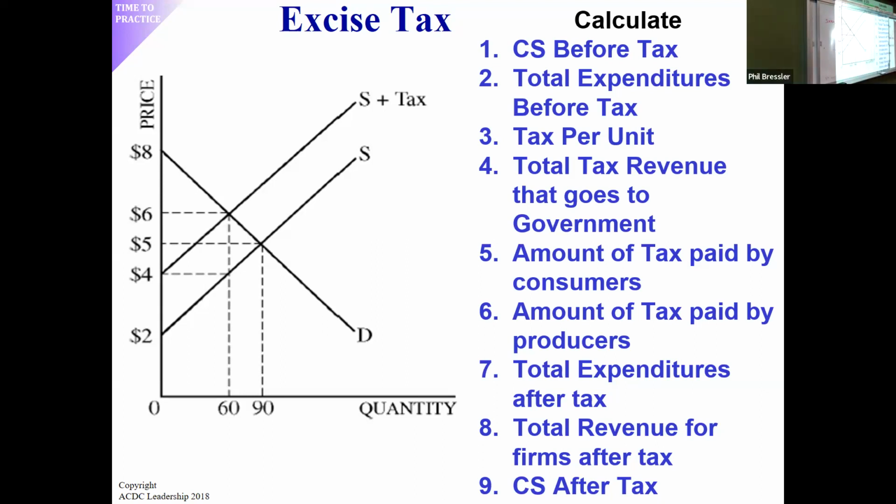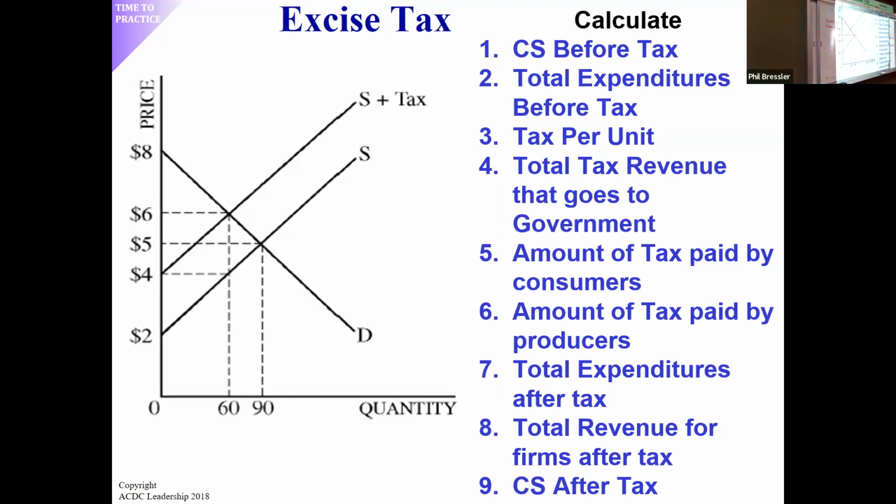Total expenditures before tax. Who's got that? I used the equilibrium price, so 5 times 90? Okay. Are we good? Why is it $3 for the height? I thought it would be $5. It's the triangle, so the height is 8 minus 5. Okay. Is there a unit or is it just 450? It'd be $450, if you really want to get precise.